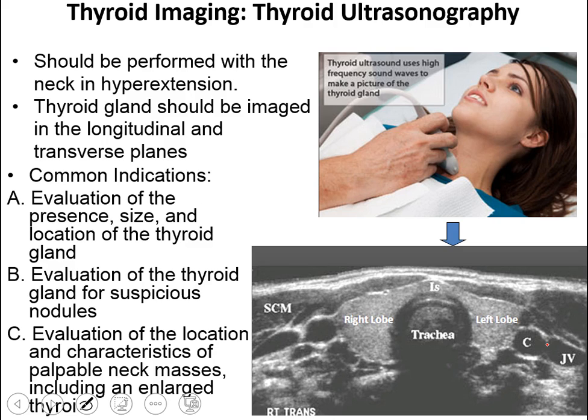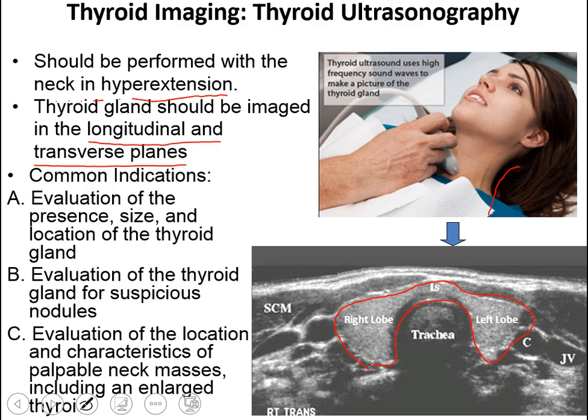Another imaging technique of thyroid is ultrasonography. As you can see on this slide, it should be performed with neck in moderate hyperextension position. Thyroid gland can be imaged in the longitudinal or transverse sections or planes. On the bottom picture, you can see that this technique can give you a pretty fair understanding of size, structure, presence or absence of nodules, cysts of thyroid gland, anatomical structures which surround thyroid gland, and so on.